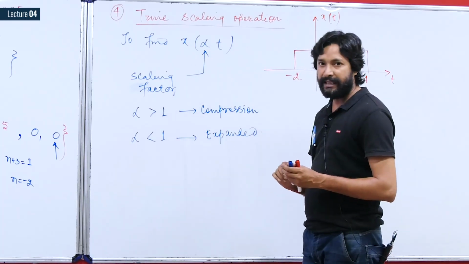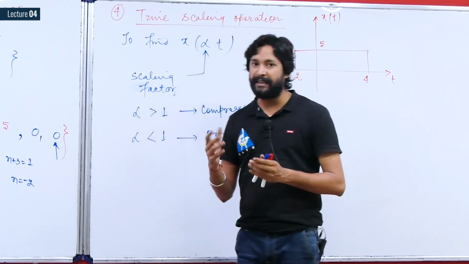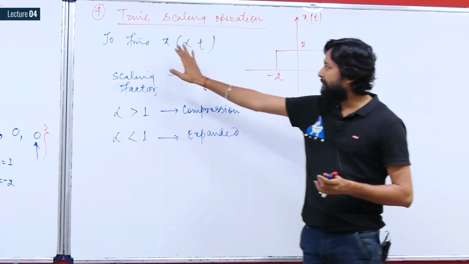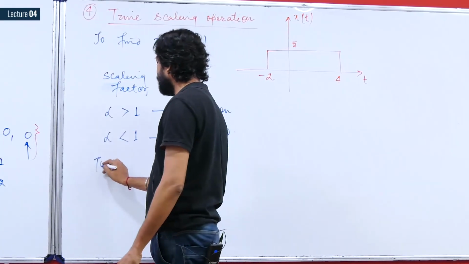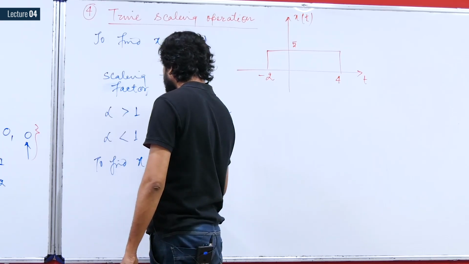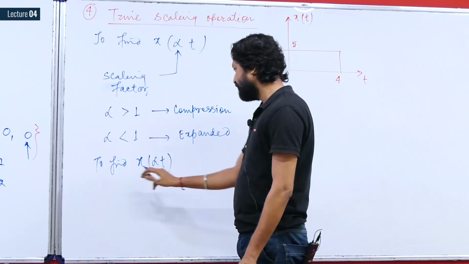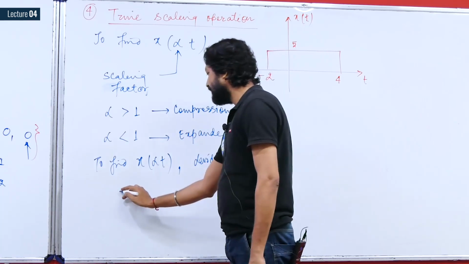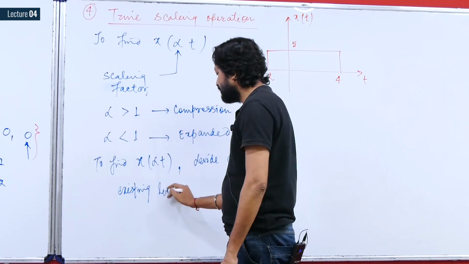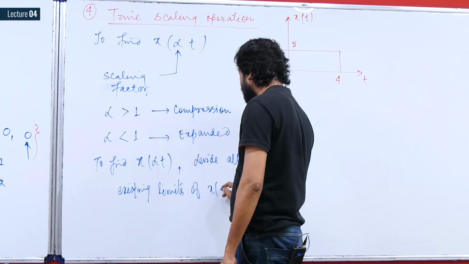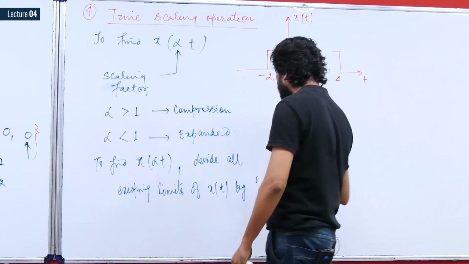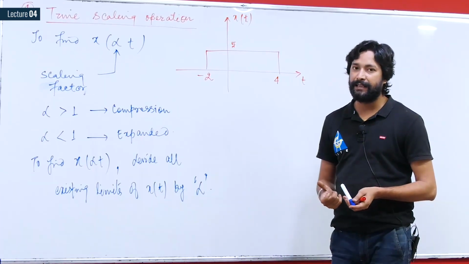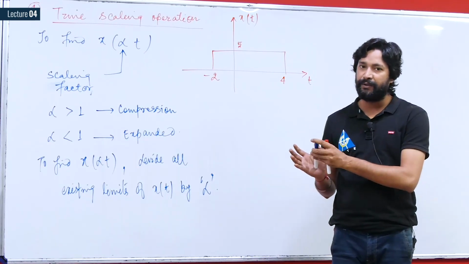Just as for x of n plus or minus n naught you shift the signal towards the left or right side, if you have to find x of alpha t, and we are discussing only continuous time for now, you just have to divide all the existing limits of x of t by the scaling factor alpha. There will not be any change in the amplitude or value of the signal x of t by performing this time scaling operation.